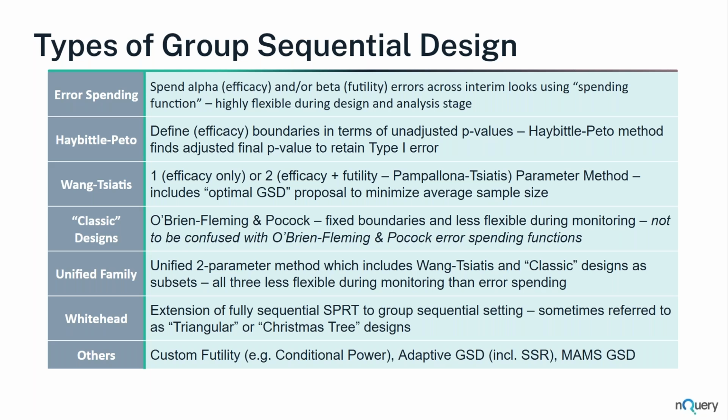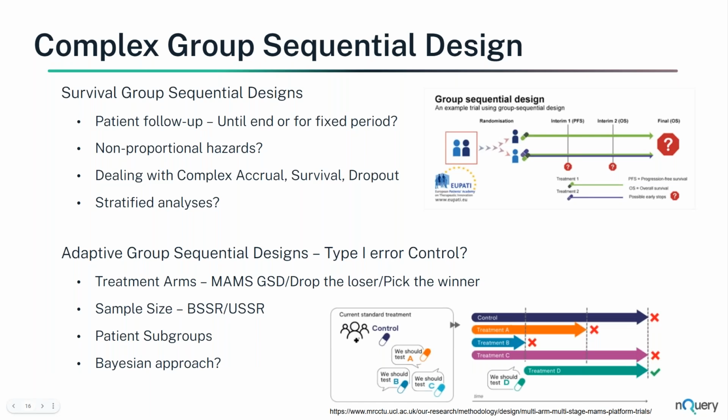As listed here, there's a lot of other methods available for boundary calculations, but I'm not going to go into the rest of these points as they've been covered in depth already. We'll jump into now some complex group sequential designs. And so we're back at looking at our survival analysis designs. But now we've introduced group sequential design to it.